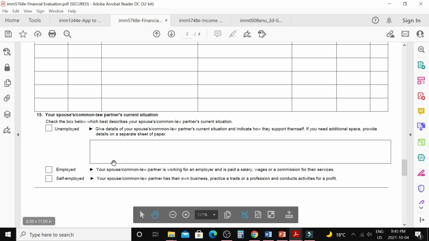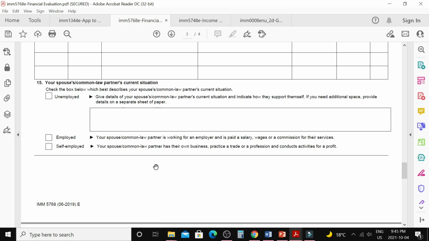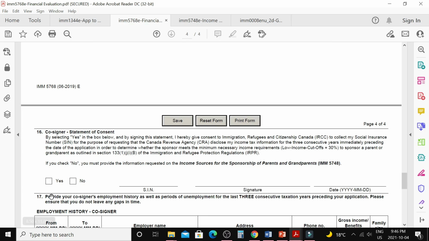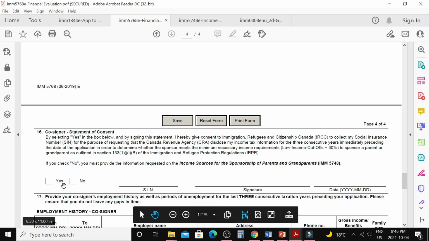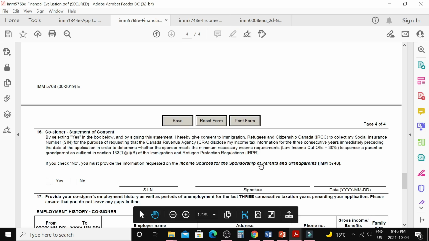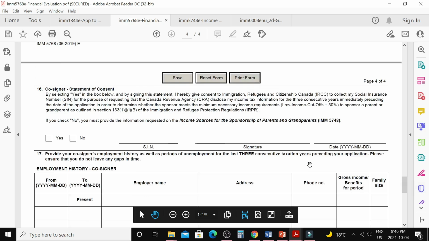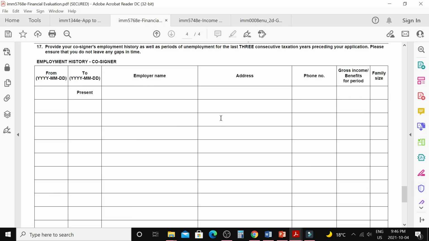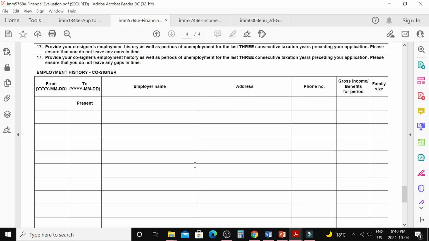Next is about your spouse. You need to provide the same information about your spouse, your co-signer, employment or unemployment, you need to choose there. Again, the co-signer should say yes to this question to avoid delays. If the co-signer said no, then they need to fill out IMM 5748. If they say yes, that's right, and after that provide the SIN number and again leave the signature and date for later. Question number 17, same employment history for the co-signer. Provide the employment history with income and family size here, and that's how you will complete this form.